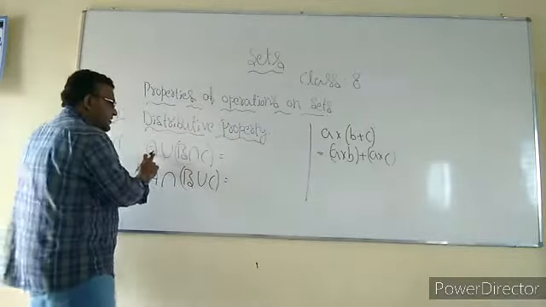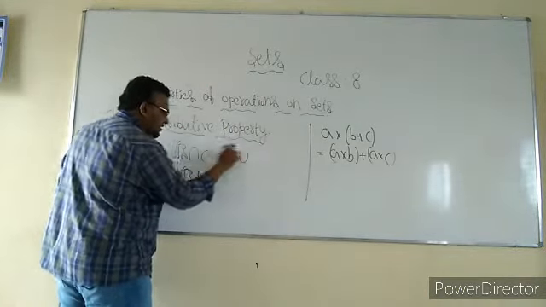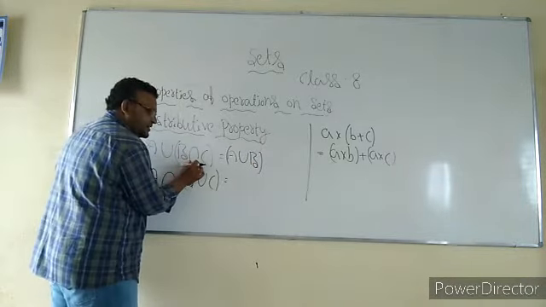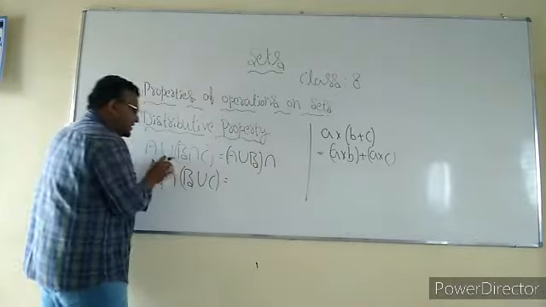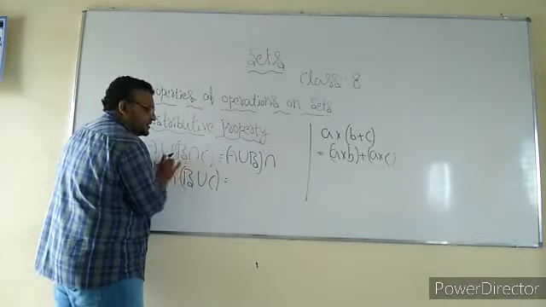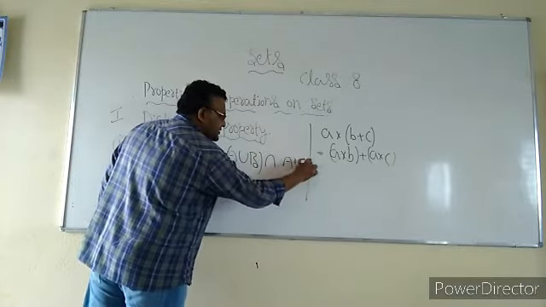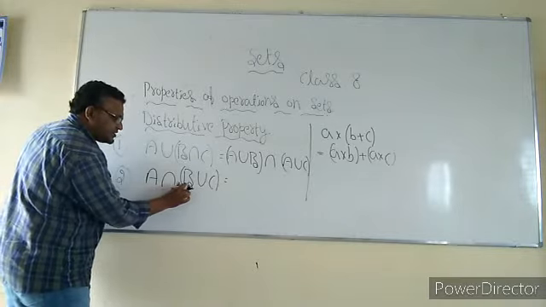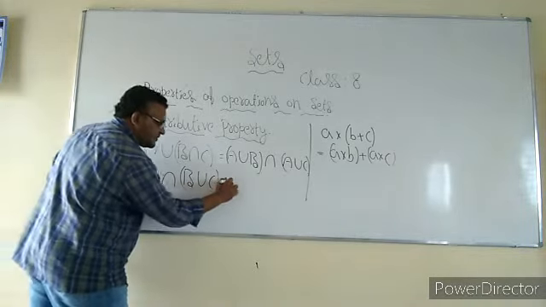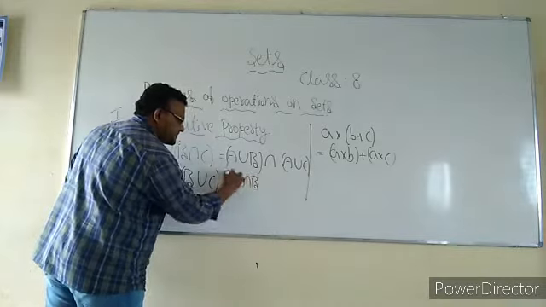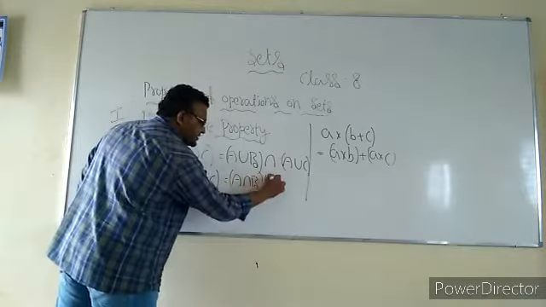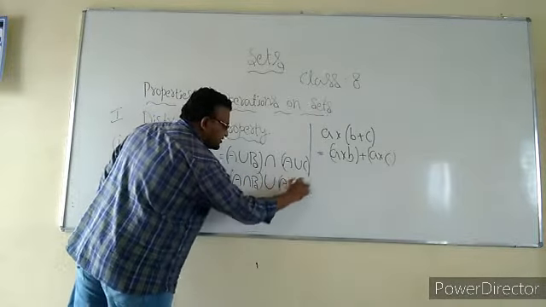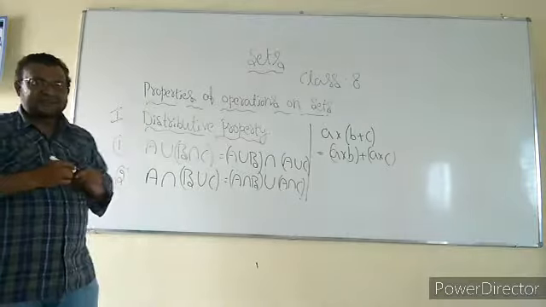That means A union B, A is distributing to B. And next, what is the symbol here? Intersection as it is. A union C, A is distributing to C also. And same like that, A intersection B, A is distributing to B first of all. What is the symbol here? Write as it is, union. Next, A is distributing to C, A intersection C. So these two types of distributive properties are there in sets.